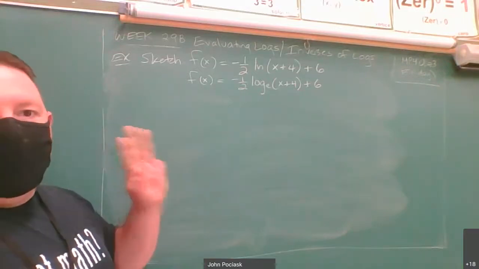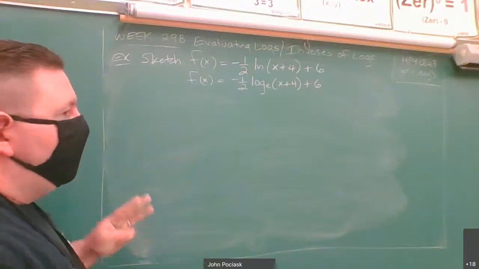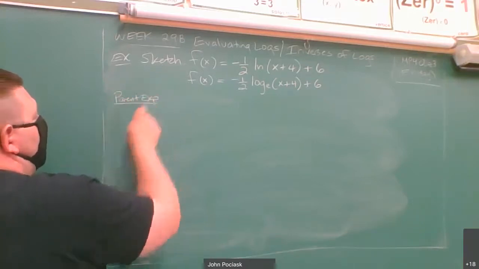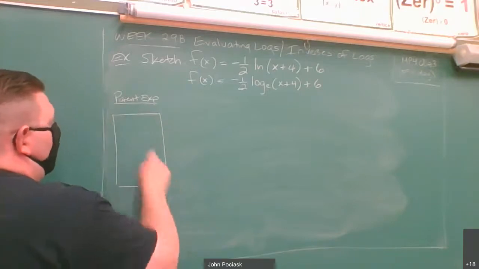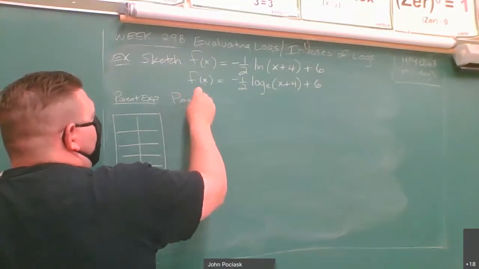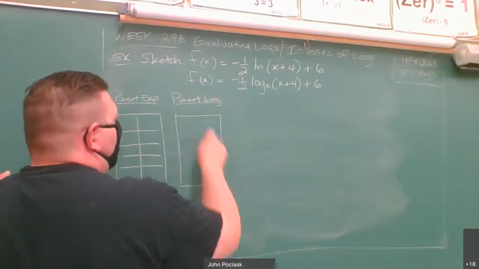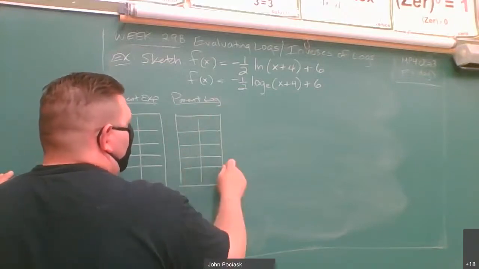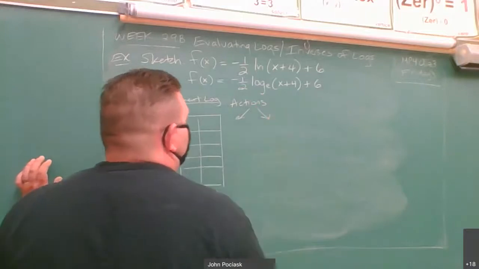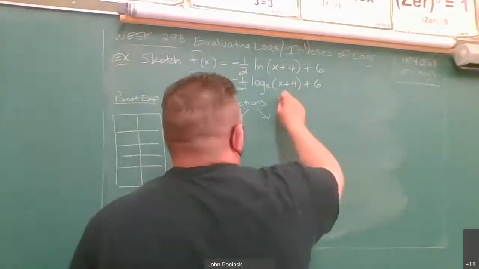And remember, these are going to take 3 tables. You have the parent exponential, then the parent logarithmic. Then you're going to talk about the actions that are happening within the function. Apply those actions to the parent log table, and that'll give you your final table.